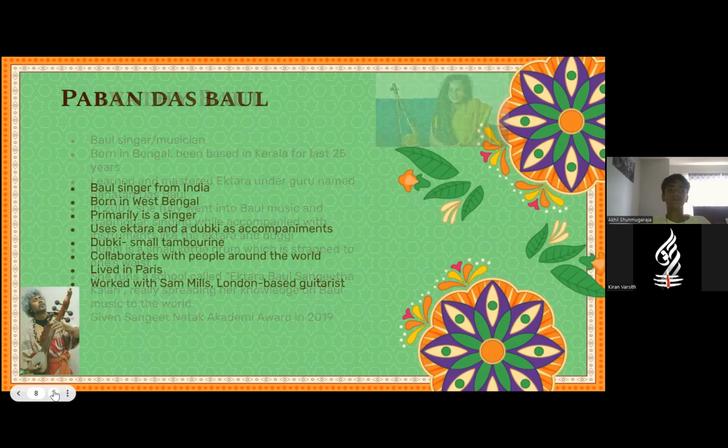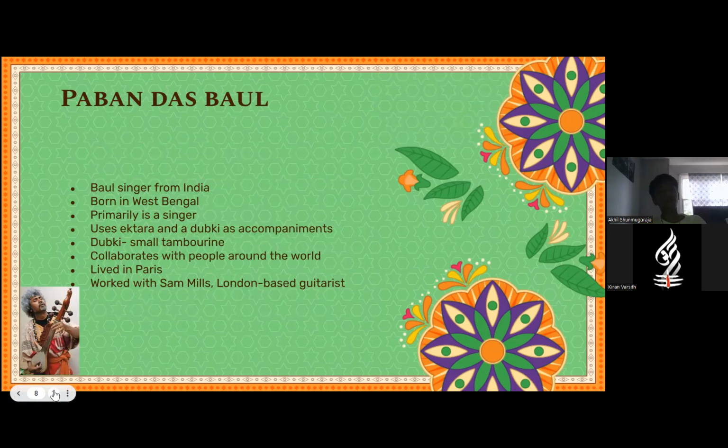Another famous Ektara user was Paban Das Baul, who's also a Baul singer from India. Paban Das Baul was born in West Bengal, and he's primarily a singer. And while he sings, he uses the ektara and the dubki as accompaniments. The dubki is basically a tambourine, but it's smaller and it fits more into the Carnatic style.